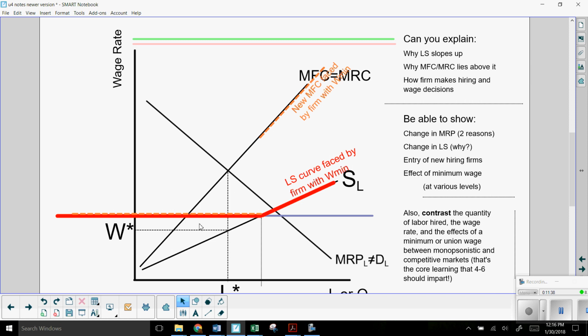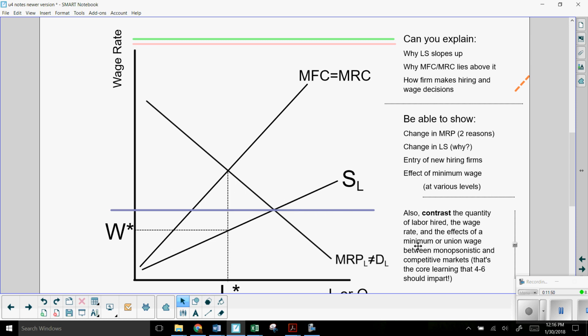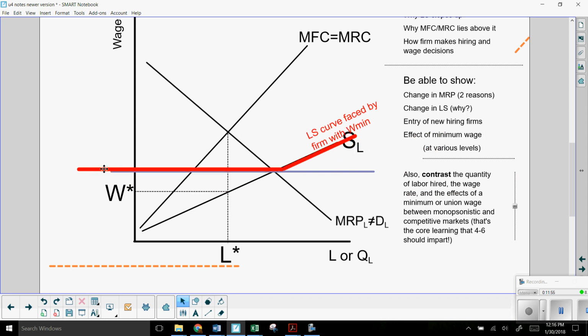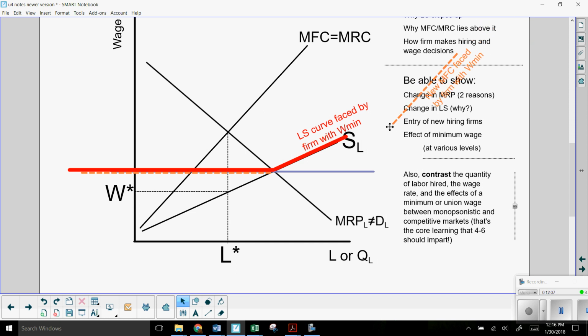Let's play around with that. You notice how that increased the number of workers the firm hires, L. We'll play around with that at a slightly different level as well here. Let's say that we put that minimum wage right here. Well, now the firm's labor supply curve looks like this, and their marginal factor cost curve is here, and then it jumps straight up from that bend there, right up to here.